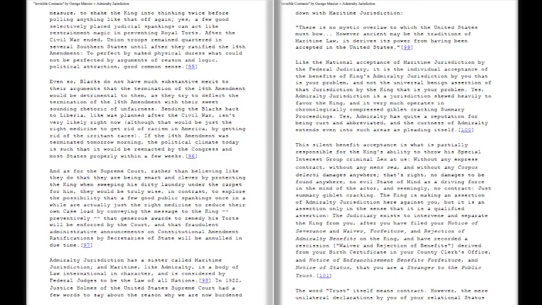Yes. Admiralty jurisdiction is a jurisdiction skewed heavily to favor the King, and it very much operates in chronologically compressed giblet-cracking summary proceedings. Yes, Admiralty has quite a reputation for being curt and abbreviated, and the curtness of Admiralty extends even into such areas as pleading itself. 100.